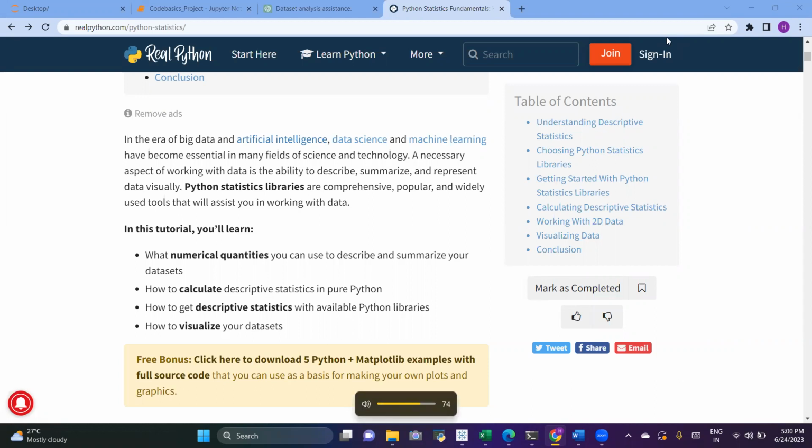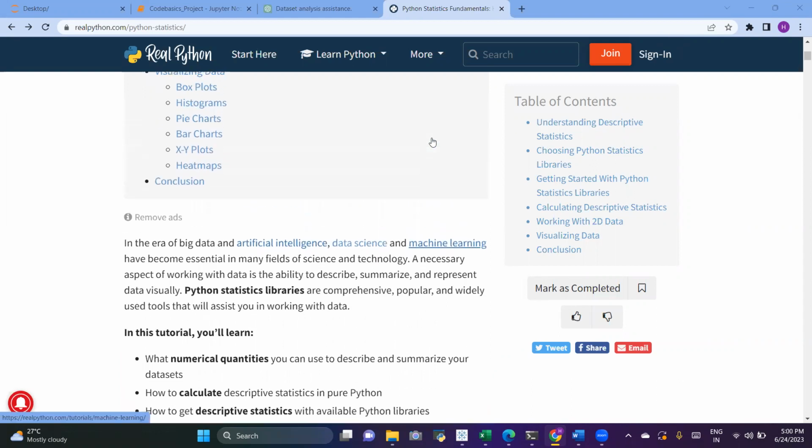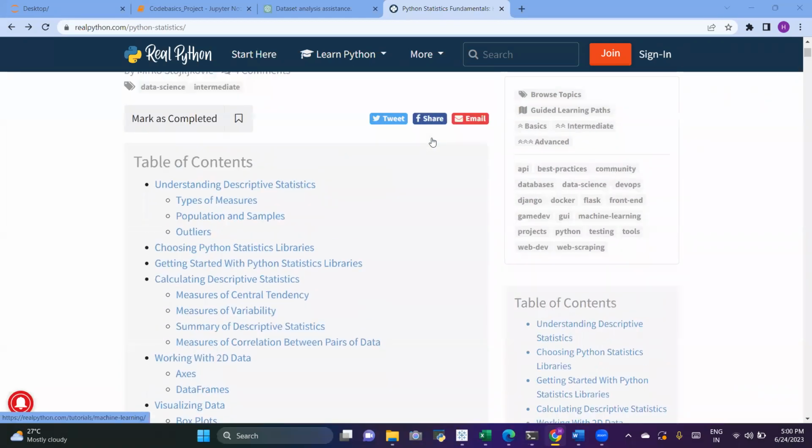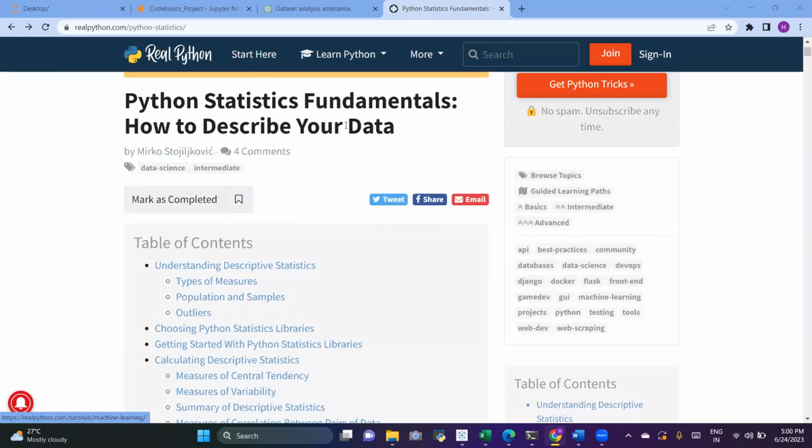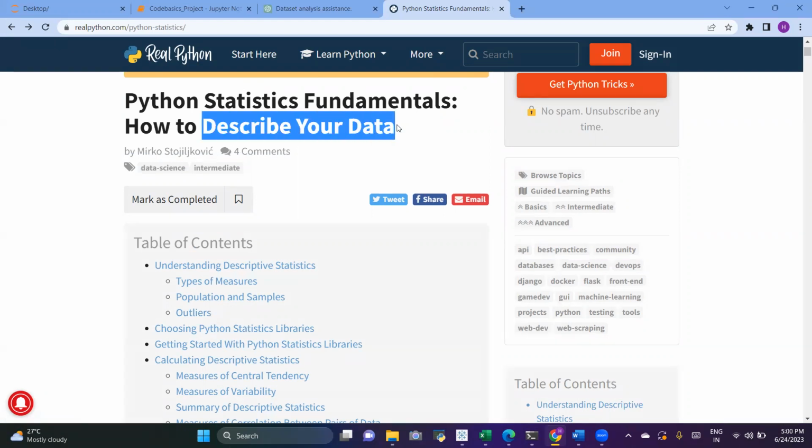So here I am going to discuss descriptive statistics in Python. I'm taking this information from Real Python: Python Statistics Fundamentals and How to Describe Your Data. Describing the data is the most important part of working with data. It's the initial step of EDA, exploratory data analysis. It is even called exploratory data analysis.